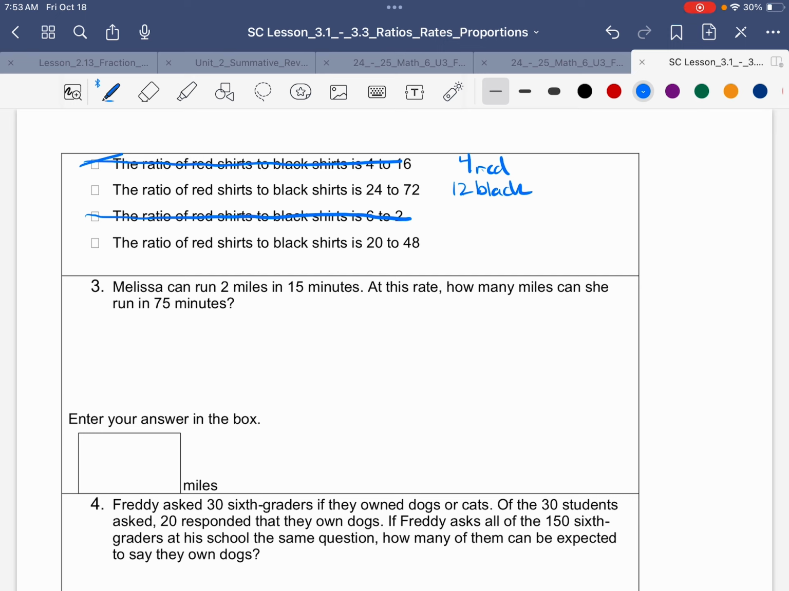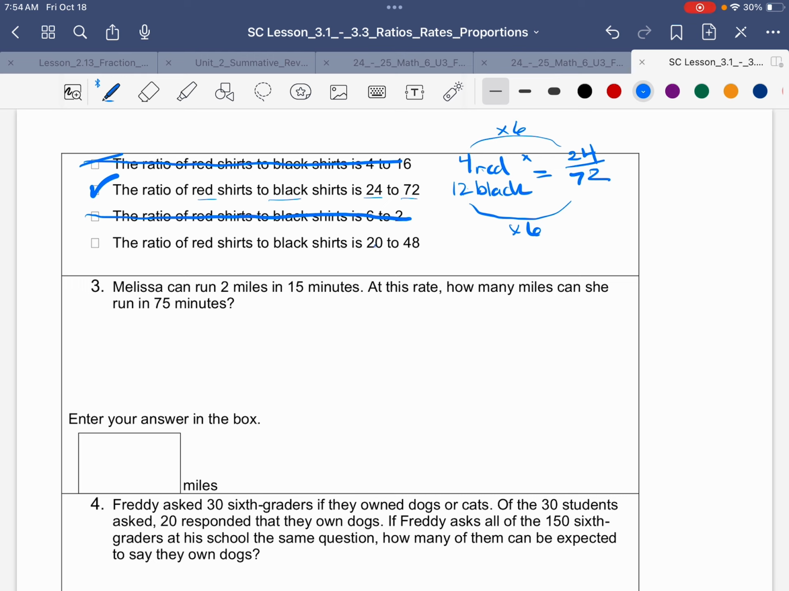So let's see. So this one says red to black, and it's 24 to 72. Let's see, can we turn this 4 to a 24? We can. Let's multiply it by, if we scale it up, this would be times 6 to give us 24. But let's try it on the bottom and see if that matches up to give us our proportion. 6 times 12 is 72. So this is our other correct answer.